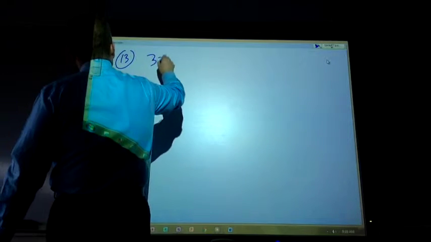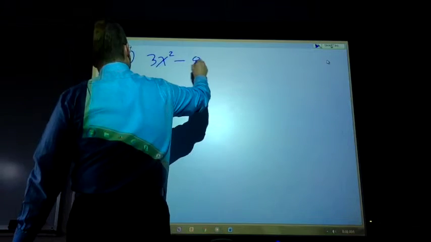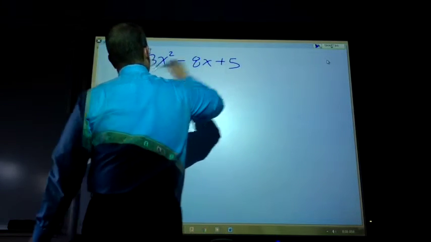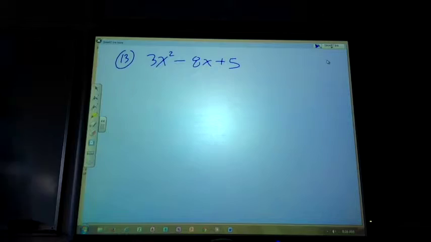3x to the 2nd power minus 8x plus 5. Like that? I read it correctly? Okay. All right, first thing. Do all 3 terms have an x in common? No. Is there a numeric value that 3, 8, and 5 have in common that I can factor out other than 1? No. So is there a greatest common factor? No. All right.